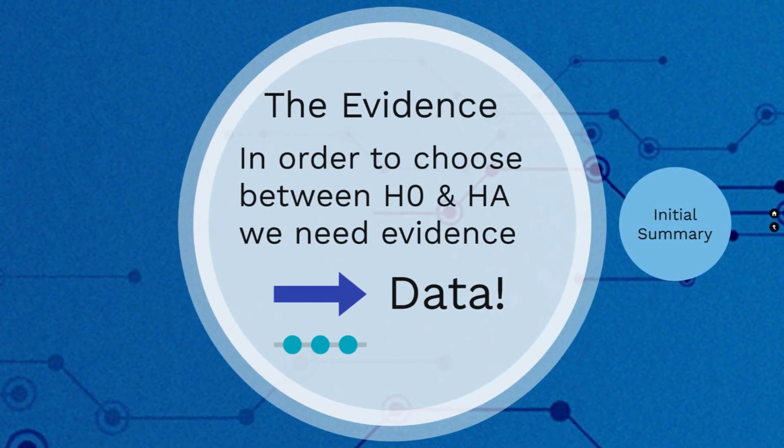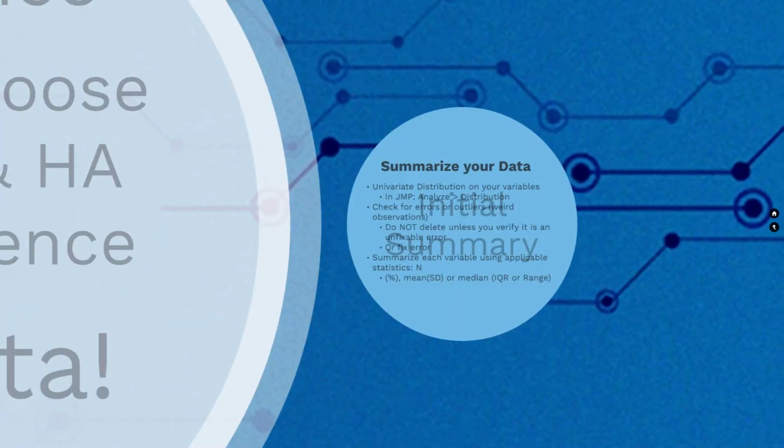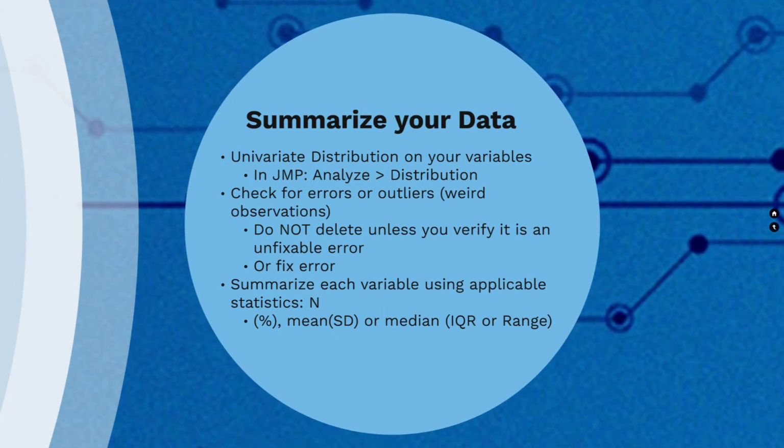Evidence is our data. So in order to choose between the null and alternative, we need that evidence. We need to collect data and apply it to this question. We begin with our initial summary of the data. This is something that you always do. You do a univariate distribution on your variables that you will be working with to answer this question. Remember, in JMP, that's analyze and distribution on single variables. Check for errors and outliers or weird observations.